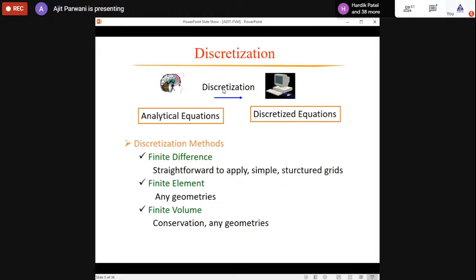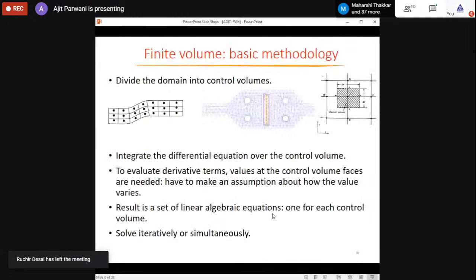So if you want to solve the equations through a computer by computational technique, we need to discretize the equation, or in other words, convert those partial derivative terms into numerical form. There are various techniques available, like finite difference, finite element, finite volume. There are other techniques also, but these are three basic techniques. Today I will only discuss the finite volume method, and only for heat conduction and heat convection problems.